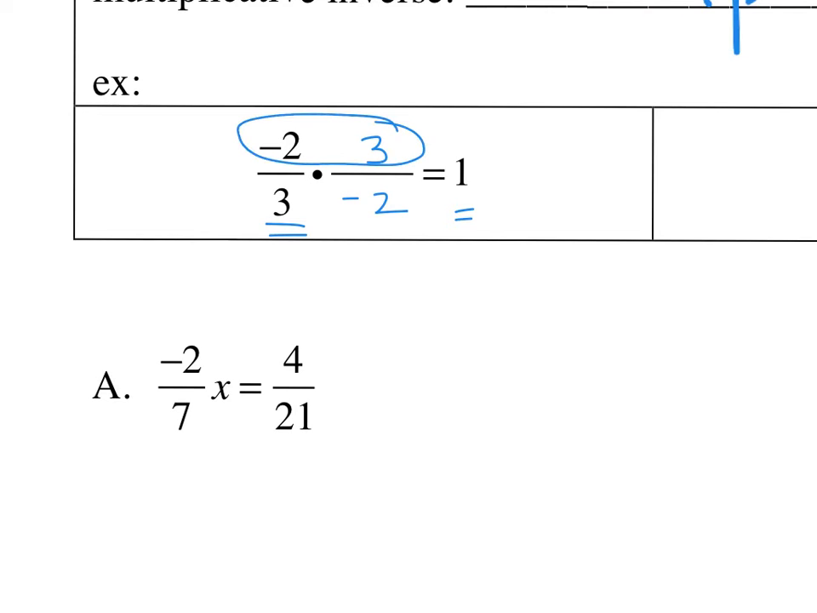What is negative 2 times 3? Negative 6. What is 3 times negative 2? Negative 6. Is negative 6 divided by negative 6 equal to 1? Yes. Then that means that 3 over negative 2 is the multiplicative inverse. We flipped it correctly, okay? That's our way of just checking it, okay?